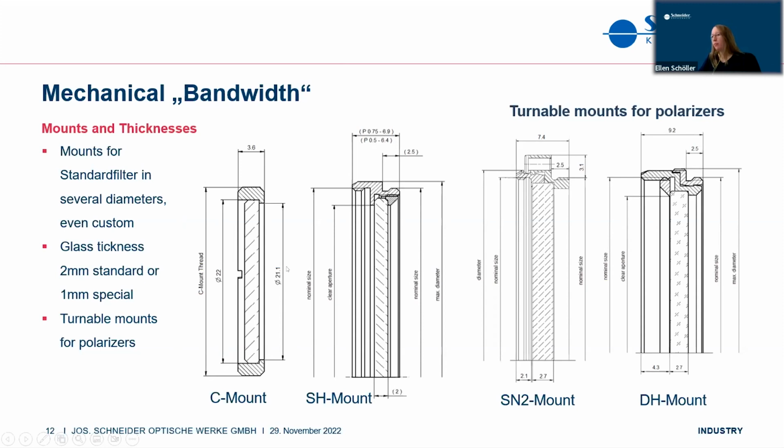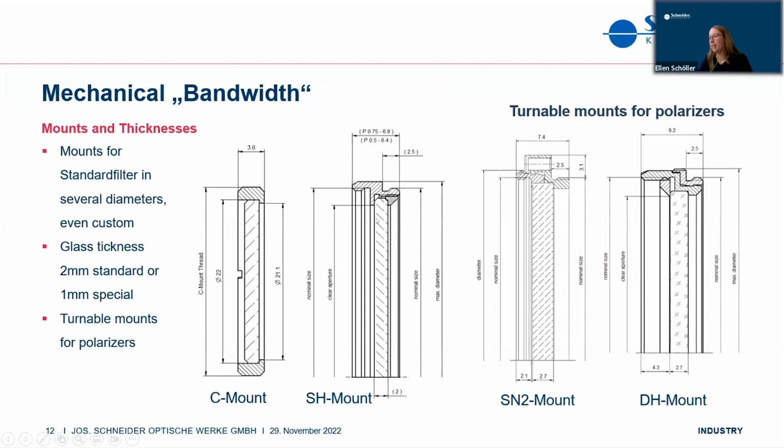And of course, for the polarizing filters, it is necessary that the holder is fixed to the lens, but the glass, the filter glass, keeps freely turnable so that you can choose the orientation you want. So there are several mounts that are available to put your filter to the lens or to the camera.